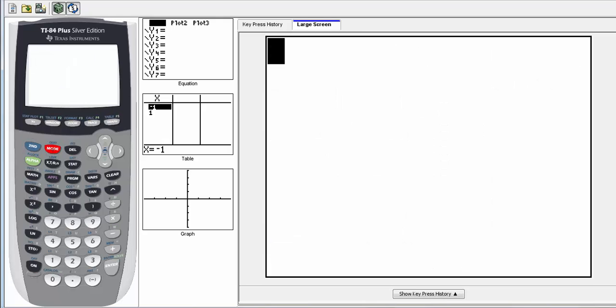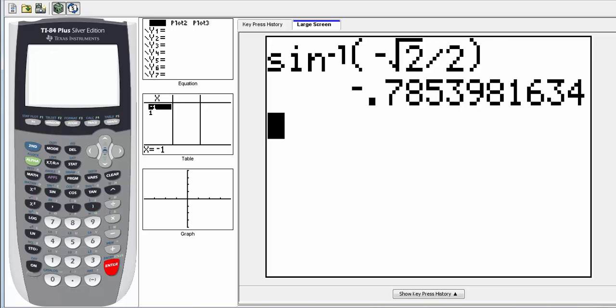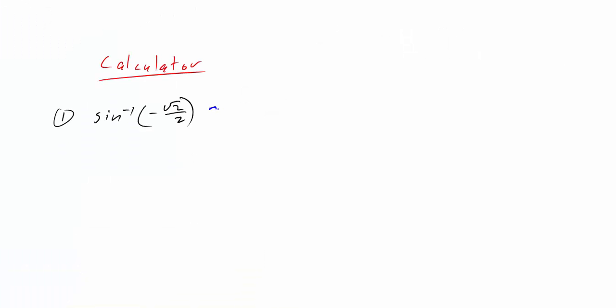So if I go here and type in second function sine, I would type in negative square root of 2 divided by 2, close the parentheses, and you simply hit enter. And we get a negative 0.78, or we'll round it to a negative 0.79. Okay, and that's all there is to it.